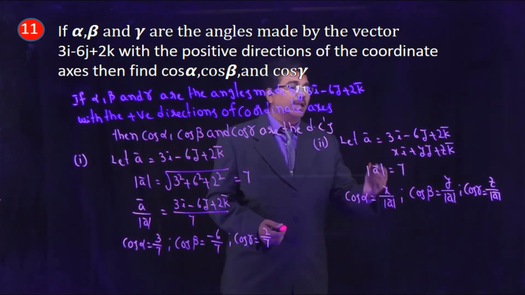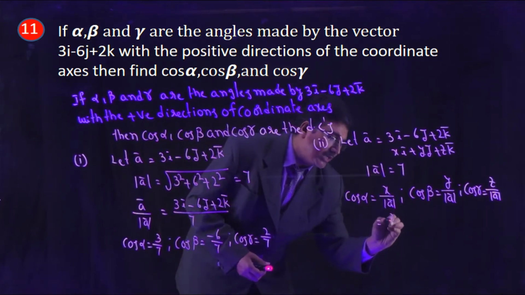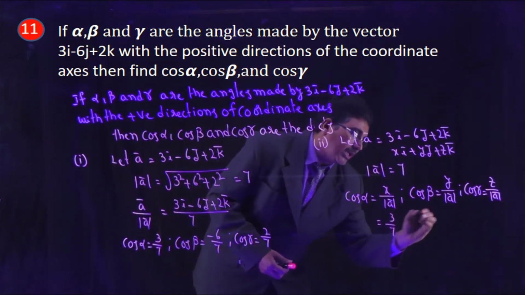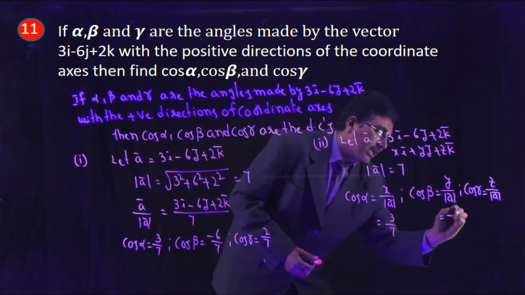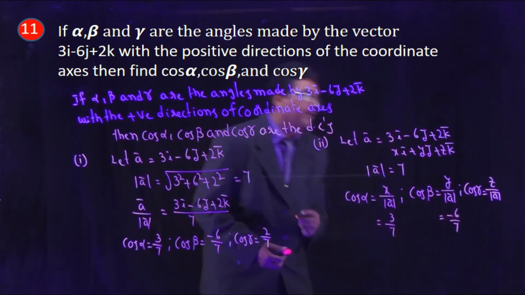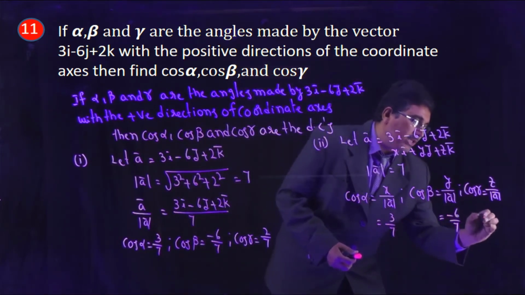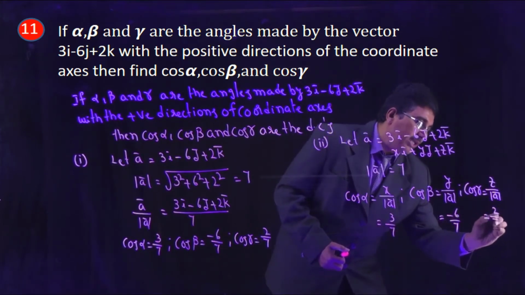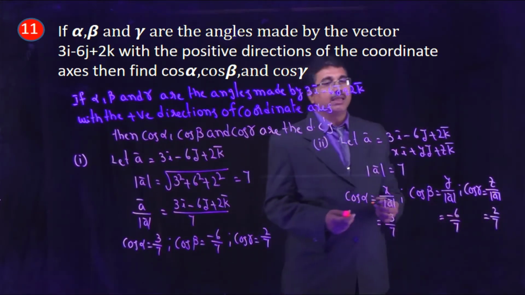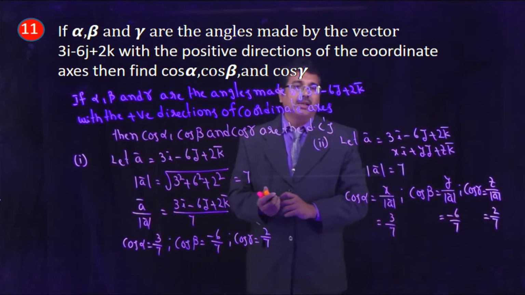Here x is equal to 3, so cos alpha is 3 by 7. Cos beta is equal to y by mod a, that is minus 6 by 7. Cos gamma is equal to z by mod a, that is 2 by 7. These are the direction cosines of the given vector.